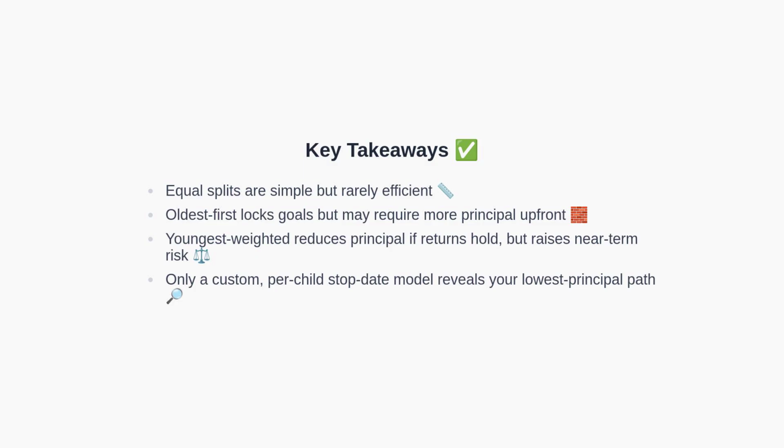As we move toward wrapping up, remember these key points. Equal splits are simple but rarely efficient. The oldest first approach locks in goals but may require more principal up front. The youngest weighted approach can reduce principal if returns materialize, but it raises near-term risk for the oldest child. Only a custom, per-child, stop-date model will reveal your true lowest principal strategy.